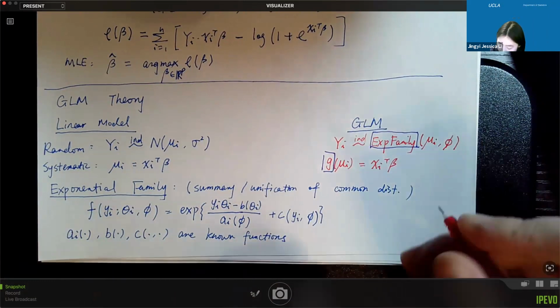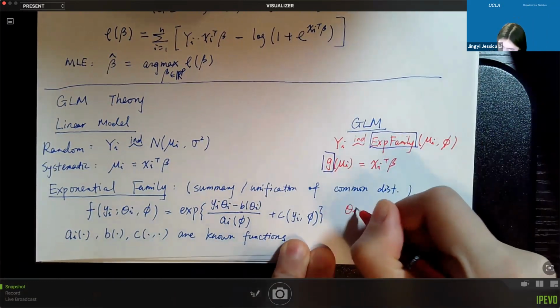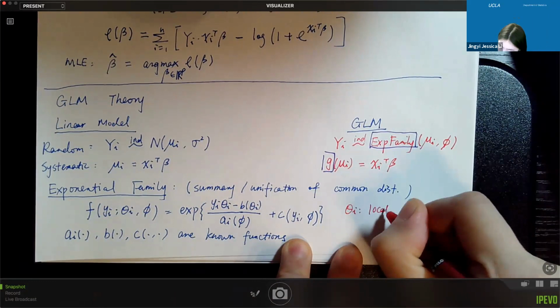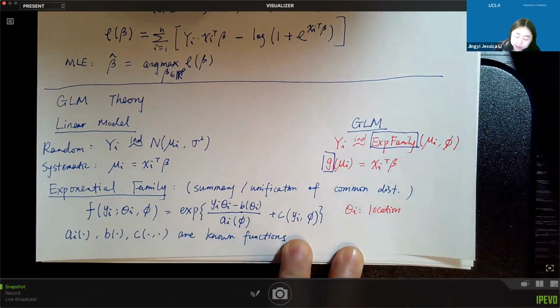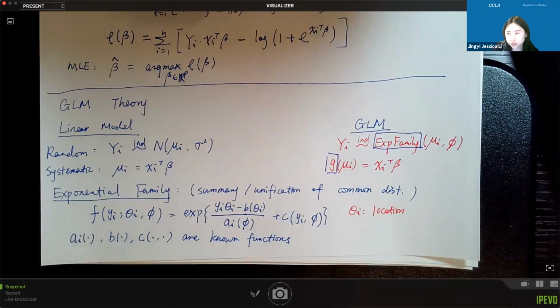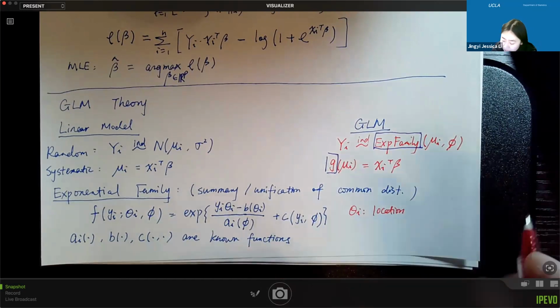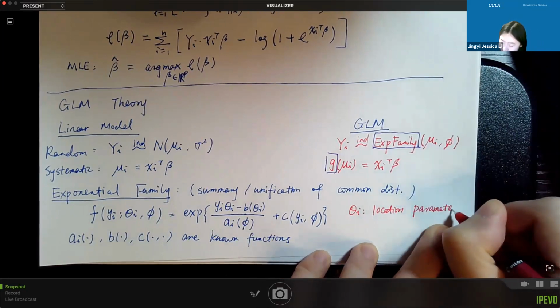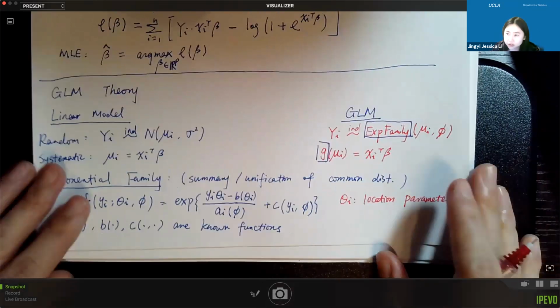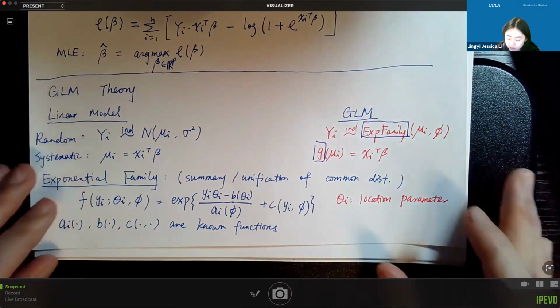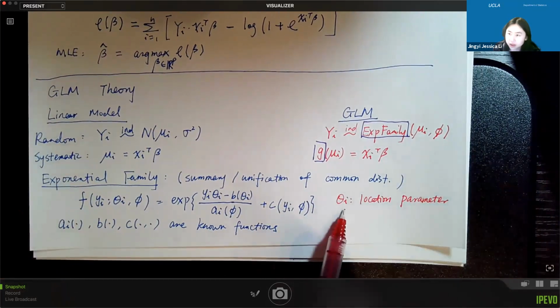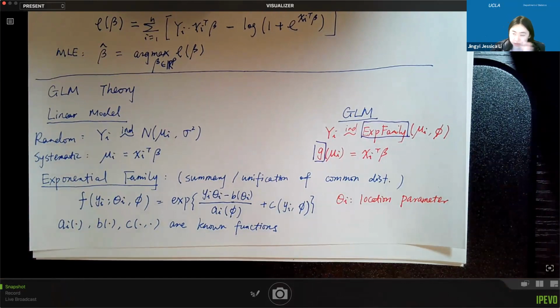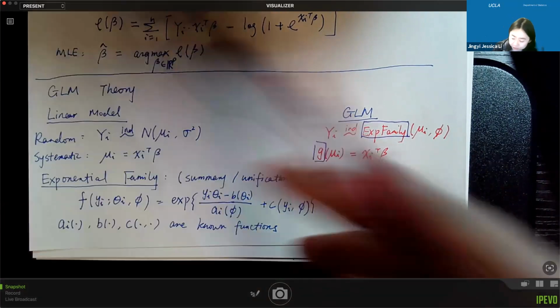Theta i can be considered as the location parameter. The most popular special case of a location parameter is the mean, right? And we can also consider the mode and the median to be other cases of the location parameter. So if you vary theta i, you're basically shifting your density to different locations.